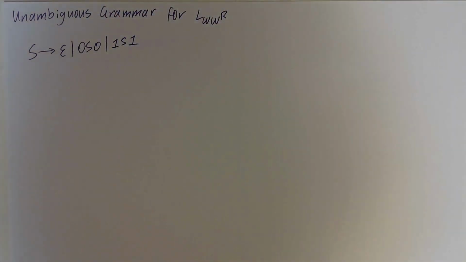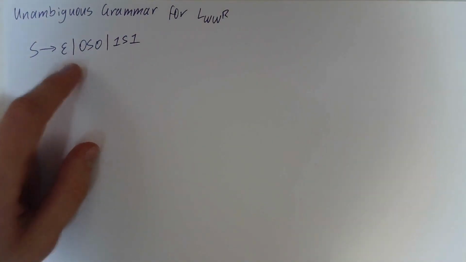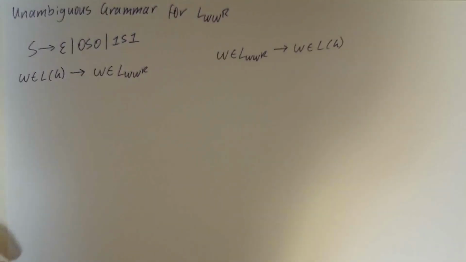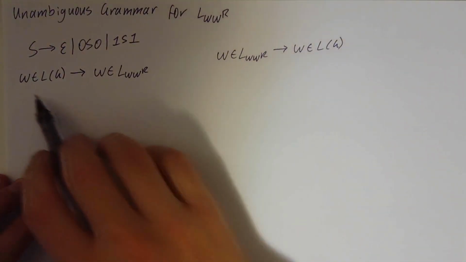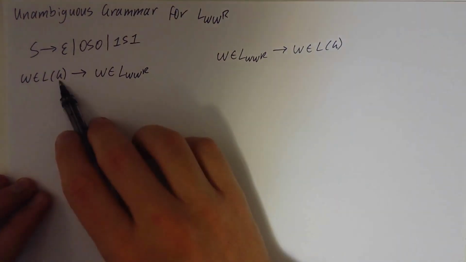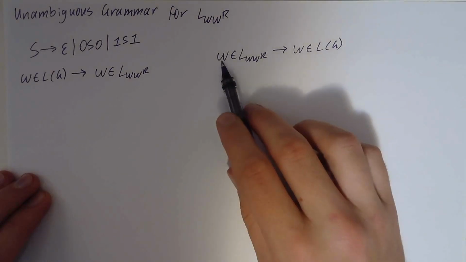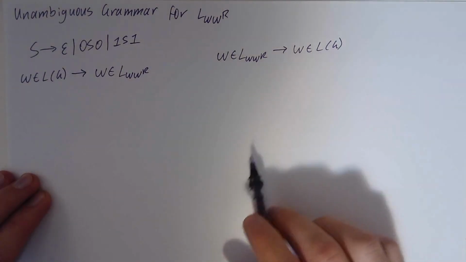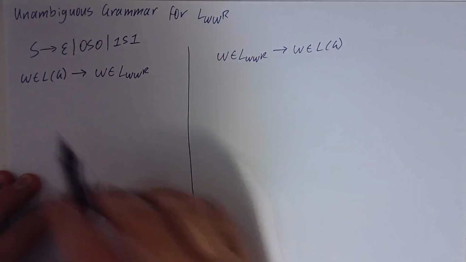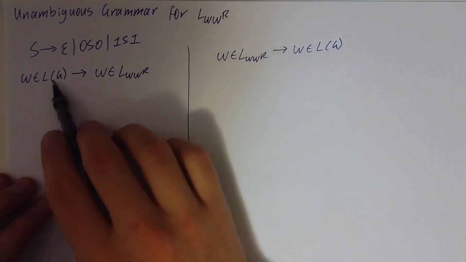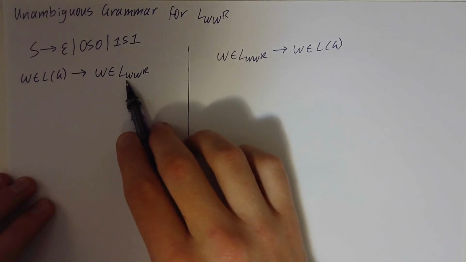Now we actually have to prove two things. We have to prove that this grammar really does generate the language, and we can show this by proving two statements. We have to prove that if the string is generated by the grammar, then it's in the language. And we have to prove its converse: if the string is in the language, then it's generated by the grammar. So let's have a look at this one first. If generated by grammar, then in language.